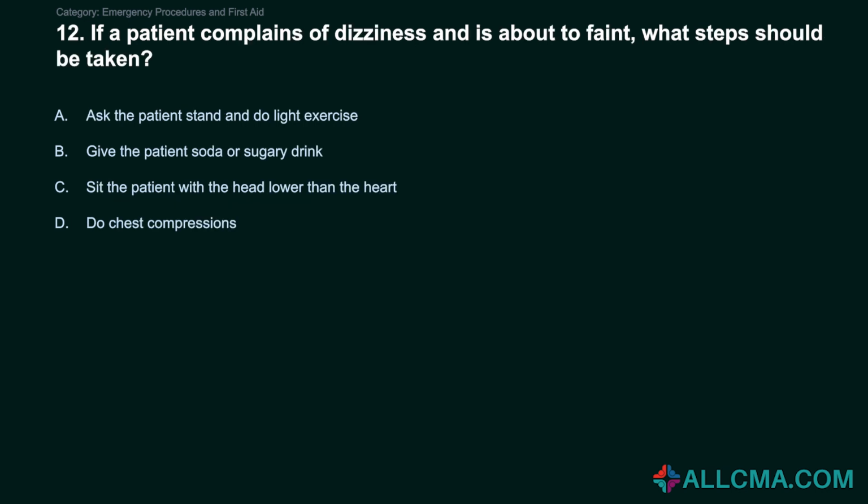12. If a patient complains of dizziness and is about to faint, what steps should be taken? A. Ask the patient to stand and do light exercise. B. Give the patient soda or a sugary drink. C. Sit the patient with the head lower than the heart. D. Do chest compressions. Correct answer: C. Sit the patient with the head lower than the heart.